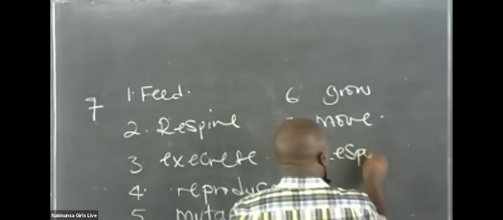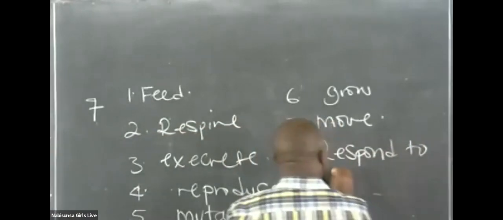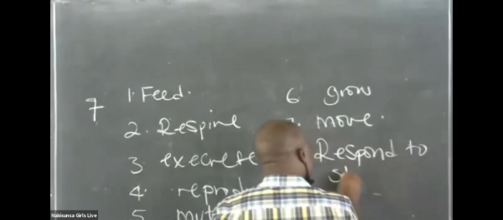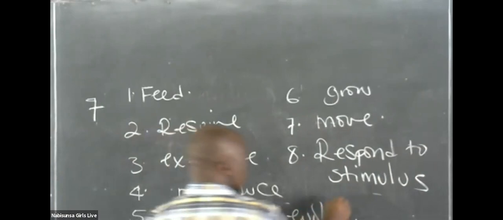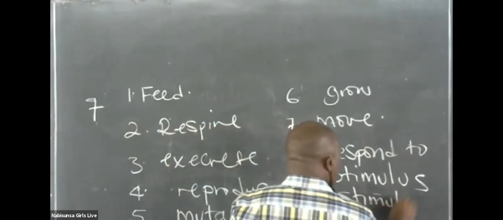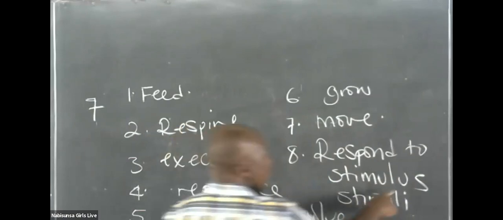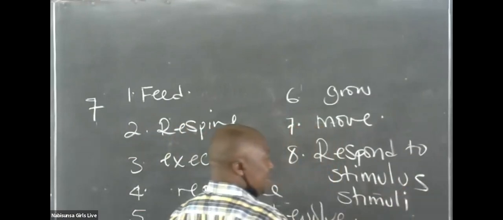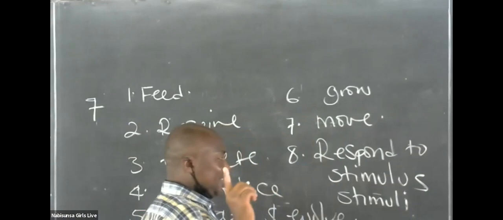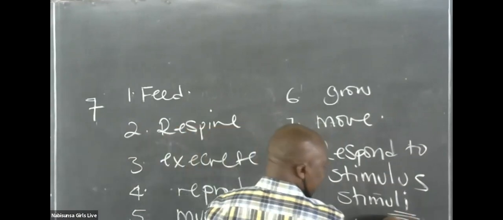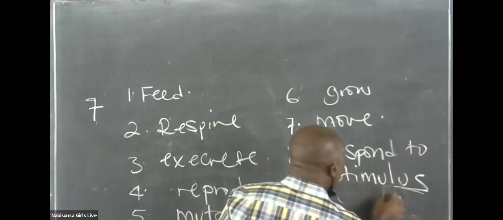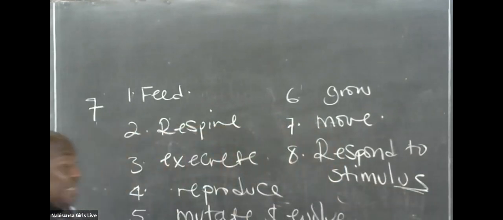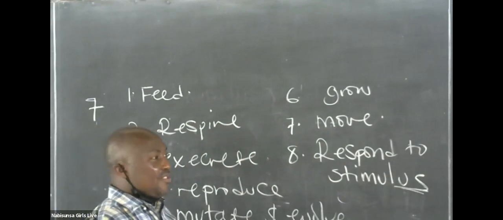Lastly, someone has said they respond to stimulus. Now, instead of using many, I use one. If we use the word stimuli, sometimes we use that. Instead, we remove the US and we put the I. But this one means many, and this one means only one. So living things respond to stimulus. Are you getting it? And what do we mean by that?